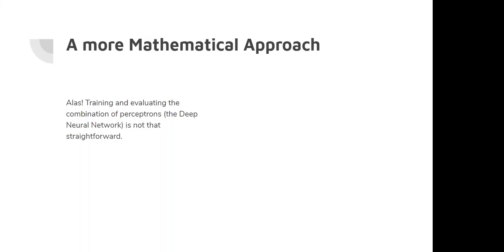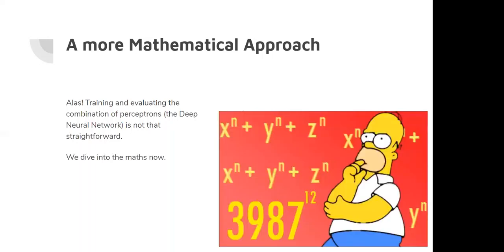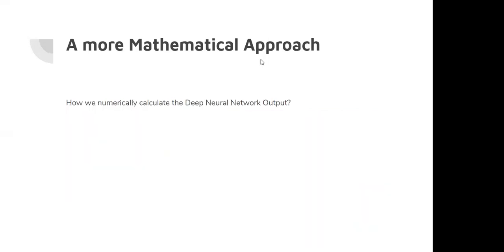So training and evaluating deep neural networks, it's not that straightforward. So we have to dive into maths. By the way, this is for maths theorem. So the question is how we numerically calculate the deep neural network output. How do you actually calculate the output?